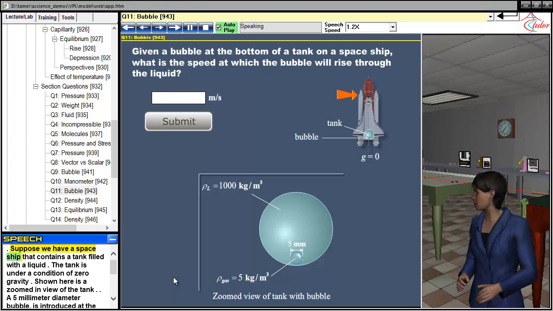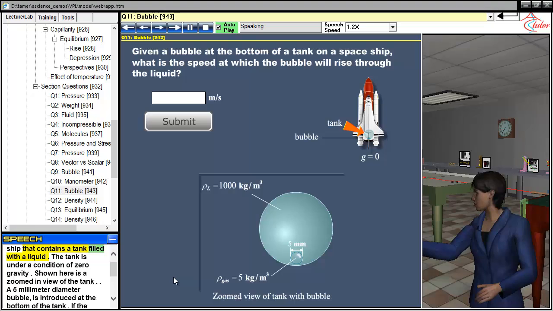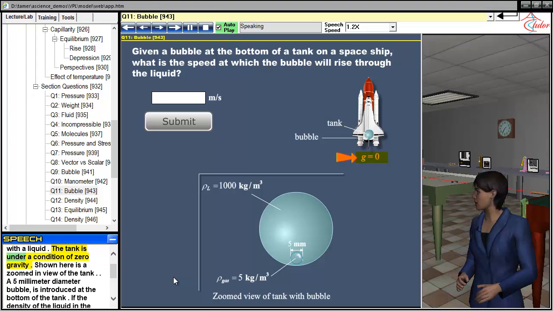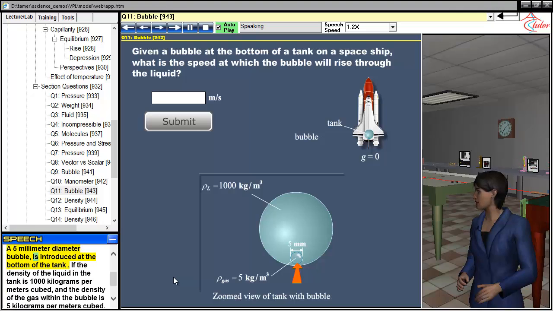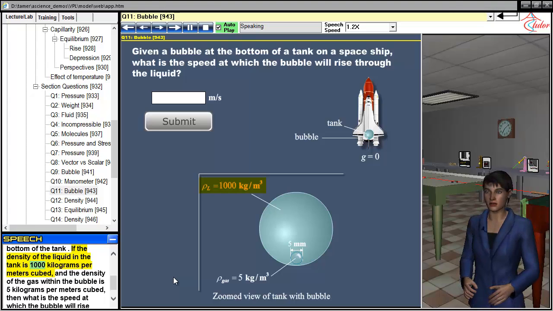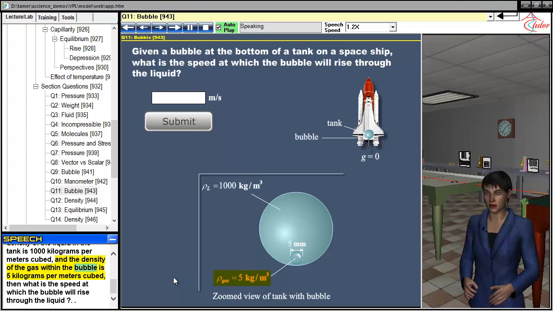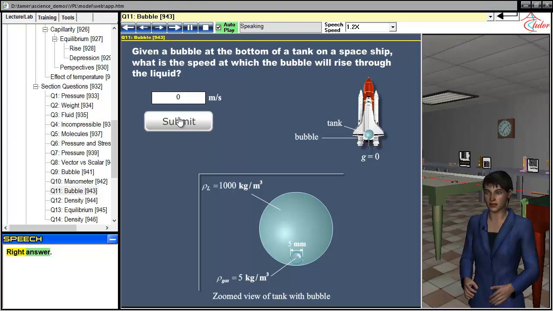Suppose we have a spaceship that contains a tank filled with a liquid. The tank is under a condition of zero gravity. Shown here is a zoomed-in view of the tank. A 5 mm diameter bubble is introduced at the bottom of the tank. If the density of the liquid in the tank is 1000 kg per meter cubed, and the density of the gas within the bubble is 5 kg per meter cubed, then what is the speed at which the bubble will rise through the liquid? Right answer.